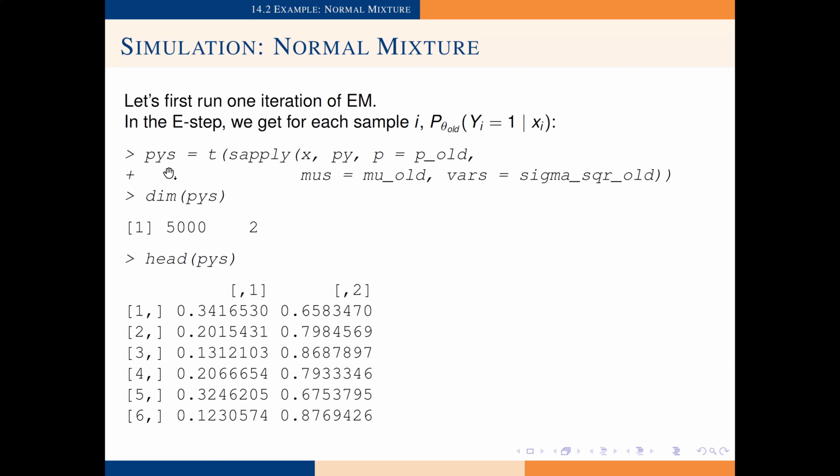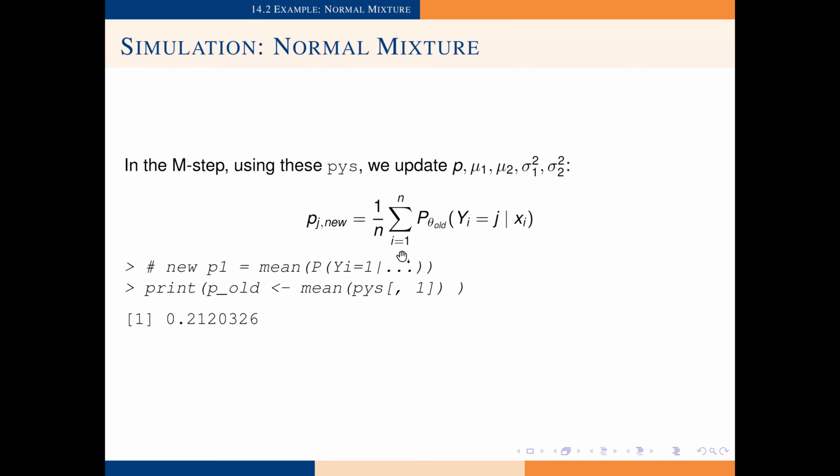You can see that the result of py's is going to be a 5000 by 2 matrix, where the first 6 rows correspond to the first 6 samples. Essentially, these two columns always sum up to 1. The first column gives you the conditional probability that this particular sample is believed to come from class 1. The second column, of course, gives you the conditional probability that this observation comes from class 2. So it suffices for us to get that in the E step.